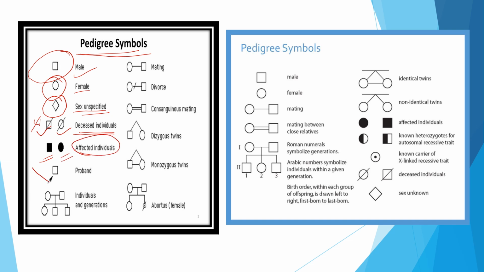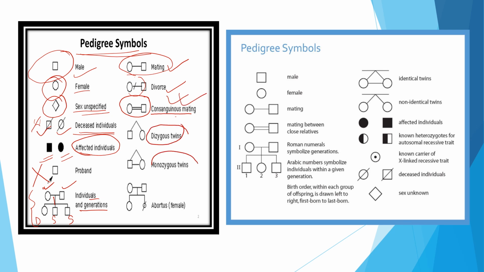Now this one is actually not required, individuals and generation. So it is mother and father and their kids. This is a daughter, this is a son, these two are sons. Like this, individuals and generations are represented. Now when they are meeting or married, that is called mating. Divorce, we will have a strike-out here. It is consanguineous mating, meaning mating between relatives or very close relatives. This is dizygous twins and that is monozygous twins.